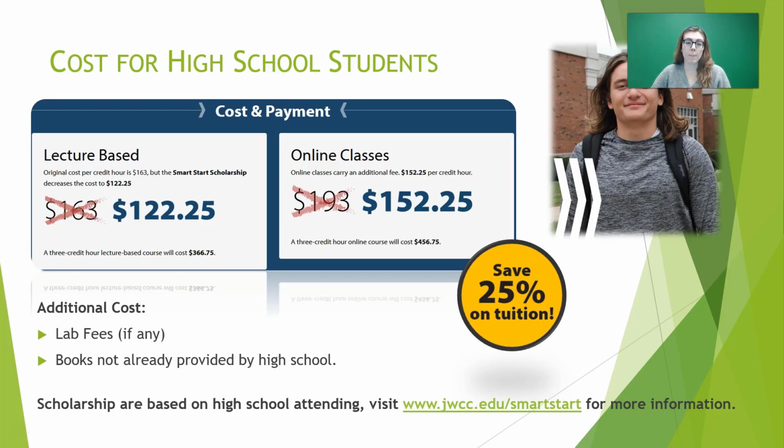On average, a 3 credit hour online course will be $456.75. Additional costs could be lab fees if they are associated with that course. That could be book fees if not already purchased by the high school. So you definitely want to check with your high school, see if that book, specifically English 101 and 102 or speech that's taught at the high school, or even a biology that's taught at the high school. Talk with your guidance counselor and see if that book is provided.